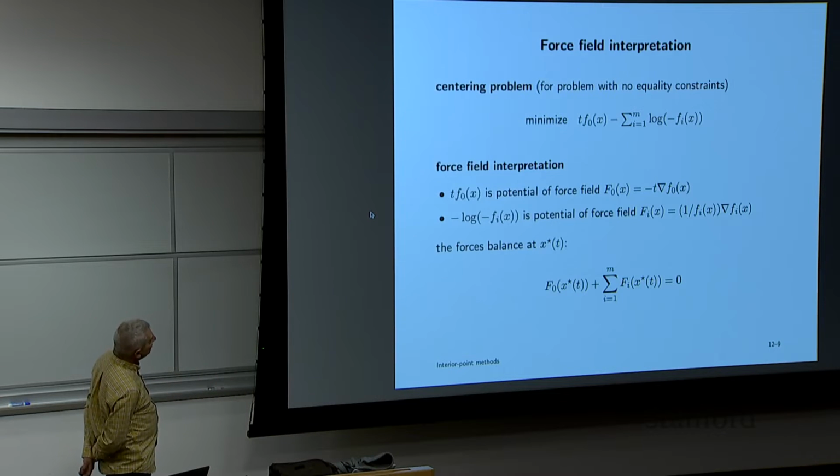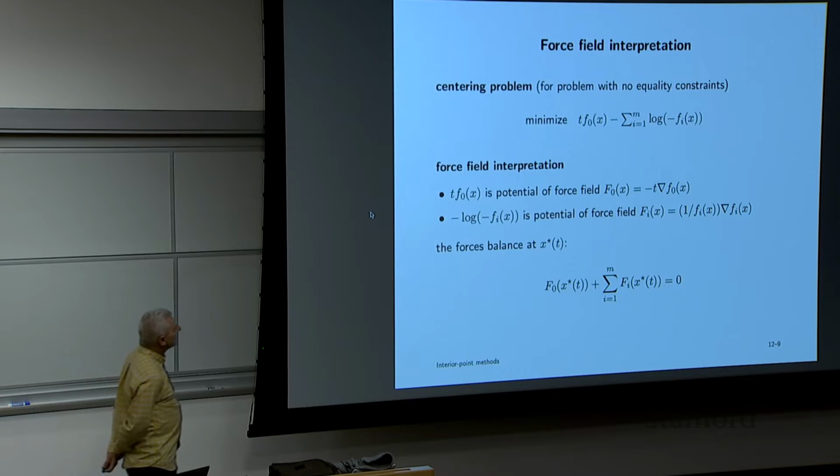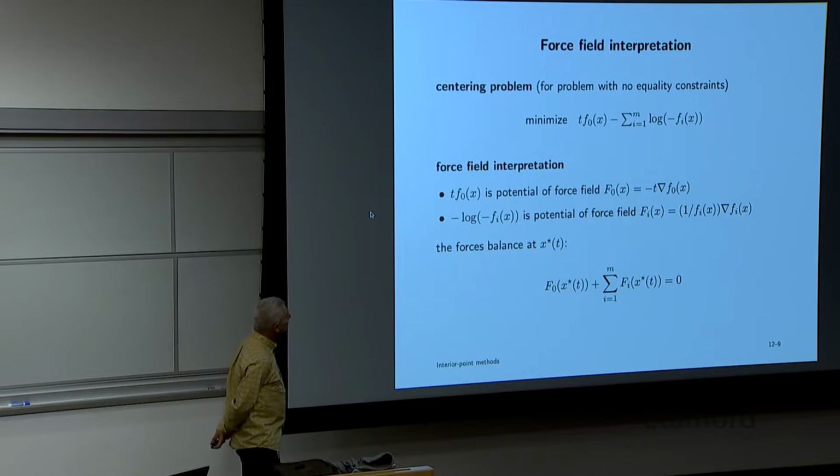There's also a really cool force field interpretation. So forget the equality constraints just to make this simple. We're going to minimize this function here, and I'll think of a mechanical interpretation. I think of x as a generalized position or configuration of some system.